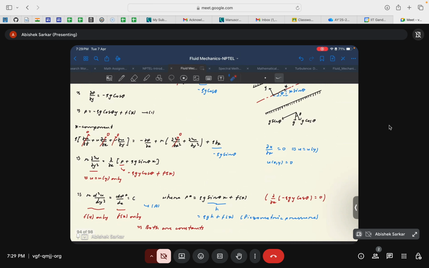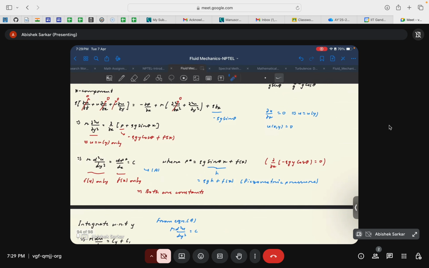So we have mu dou square u by dou y square equal to dou by dou x of p plus rho g sin theta x, where p, if you remember, is equal to some function of x plus minus rho g cos theta y.